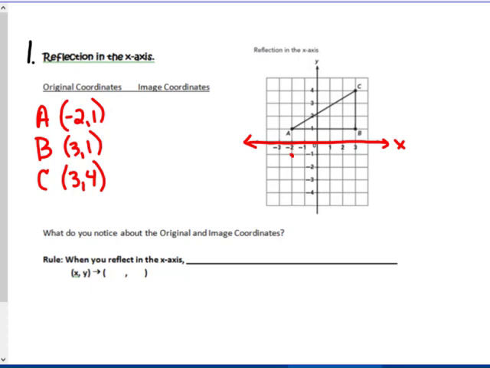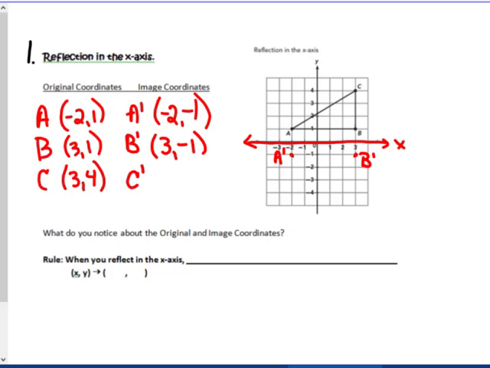So A's image would now become -2, -1. And B's image, equally distant and perpendicular to the line of reflection, would be 3, -1. C's image would become 3, -4. And yes, please use a ruler or a straight edge to connect your triangle A prime, B prime, C prime.